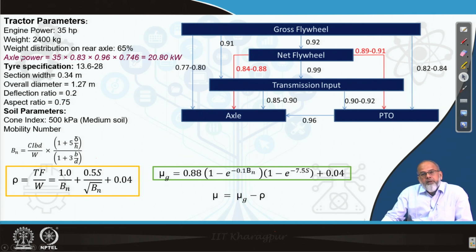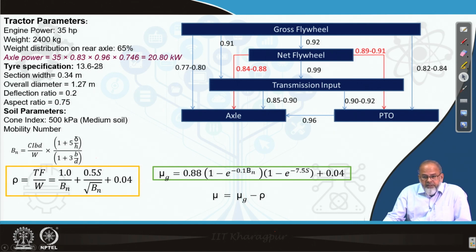We need to find out how much will be the axle power if the engine power is 35 HP. So what I have done is I have taken 35 HP, converted it to kilowatts, so multiplied with 0.746, and then I multiplied with the transmission efficiency. That means I have converted the flywheel power to PTO power, and then from PTO power to axle power I multiplied with 0.96. So that way I am getting 20.80 kilowatt. So for an engine power of 35 HP, I am getting 20.8 kilowatt at the axle.